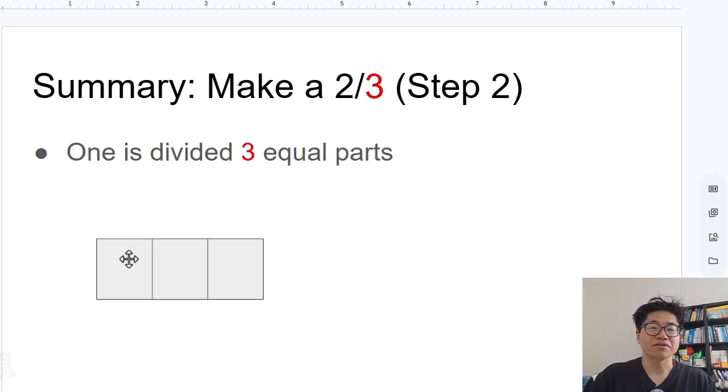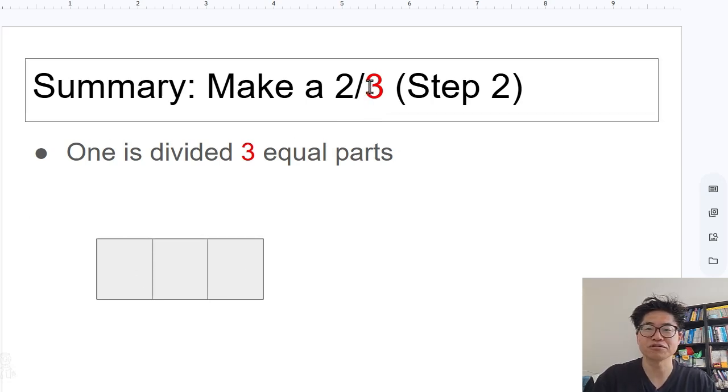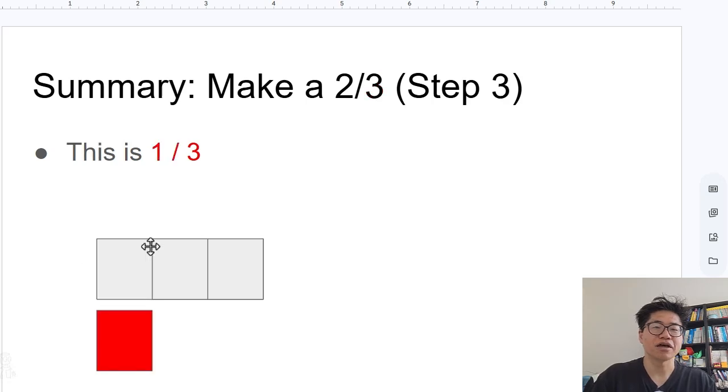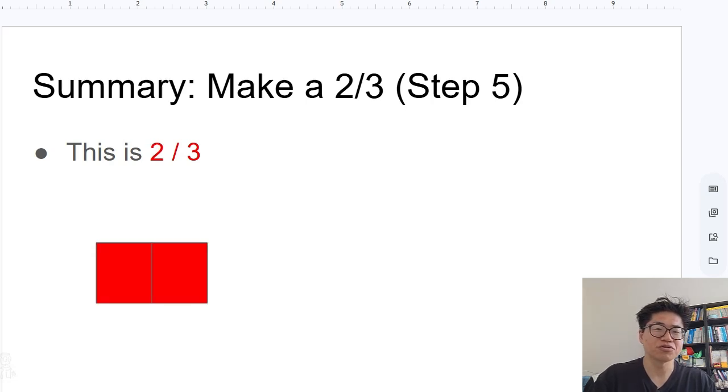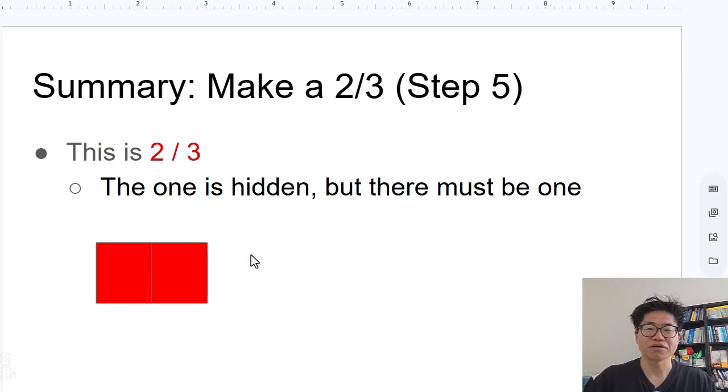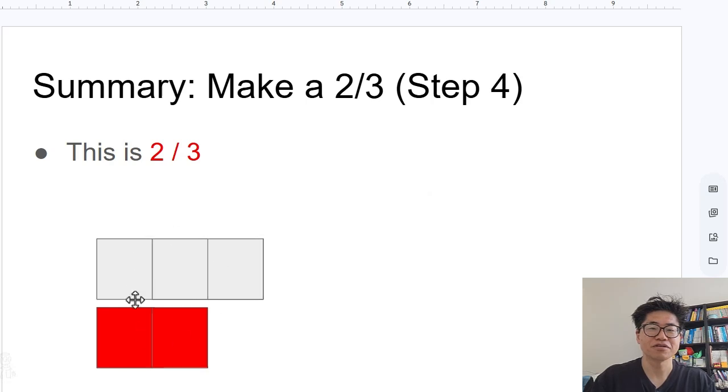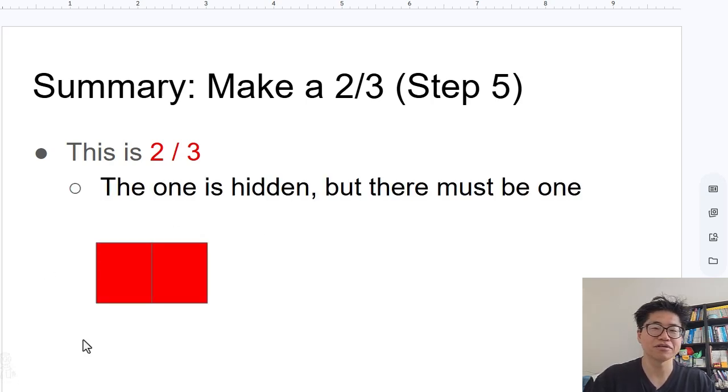Then I divide this 1 into 3 equal parts. This is what the denominator 3 means. And I took 1, this is 1/3, and this is 2/3. So this is 2/3. Here, the 1 is hidden, but there must be a 1. That means this 1 is divided by 3, and then I see 2 things. Okay? I hope this helps to understand what a fraction is, and thanks for watching.